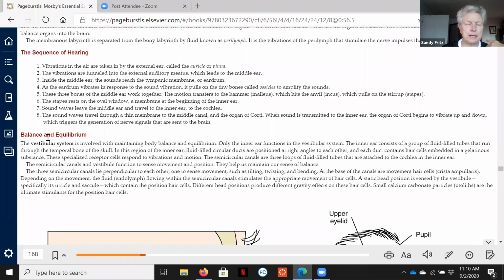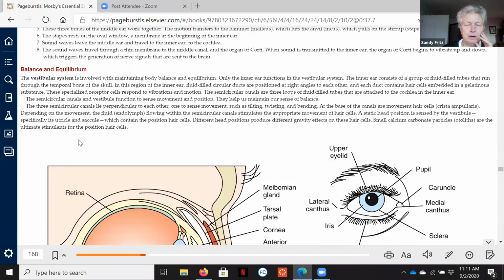So this part of the ear that is involved in balance and equilibrium, the vestibular system, this can be a very important part of how we sense ourselves, our kinesthetic sense, our proprioceptive sense. And distortions in this area can be really difficult.